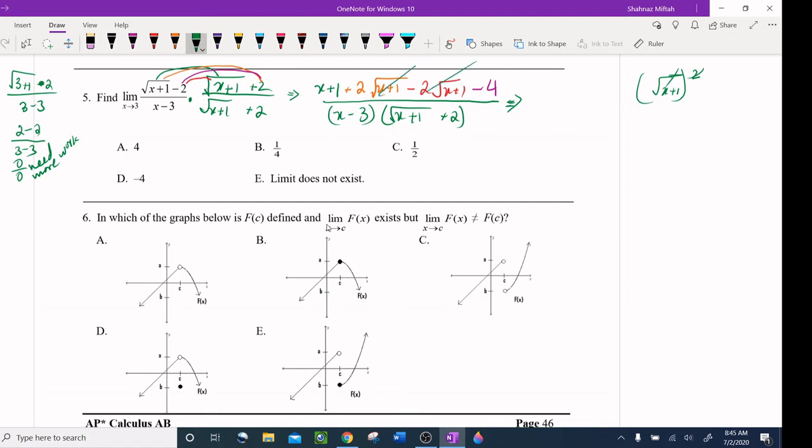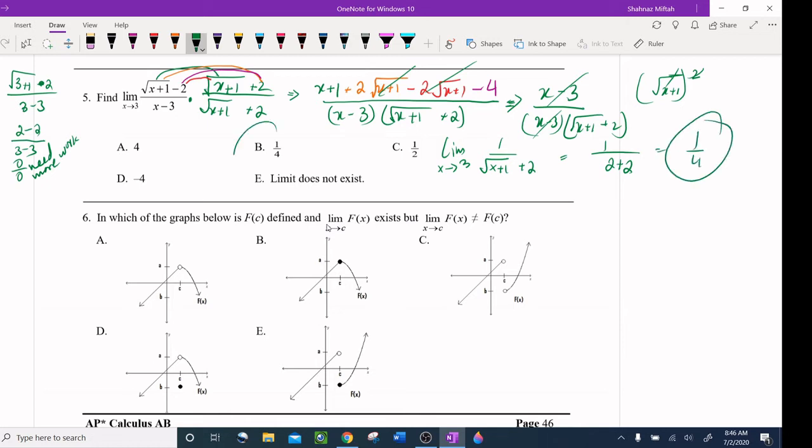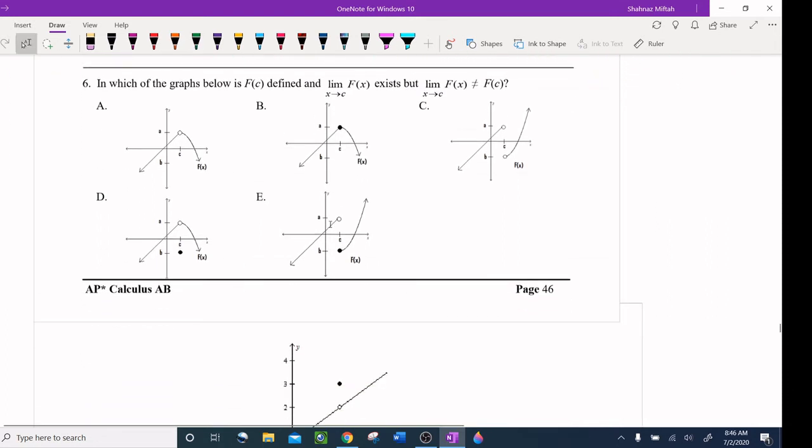So they cancel out. I'm left with x minus 3, because negative 1 plus 1 cancels, and then I have x minus 3 in the bottom, and I have square root of x plus 1 plus 2 again. The x minus 3 cancels out. I'm left with 1 over square root of x plus 1 plus 2. Now the limit as x approaches 3, plug in: 1 over 2 plus 2, because 3 plus 1 is 4, square root of 4 is 2, and I'm getting 1/4. The answer is B. Question number 6.